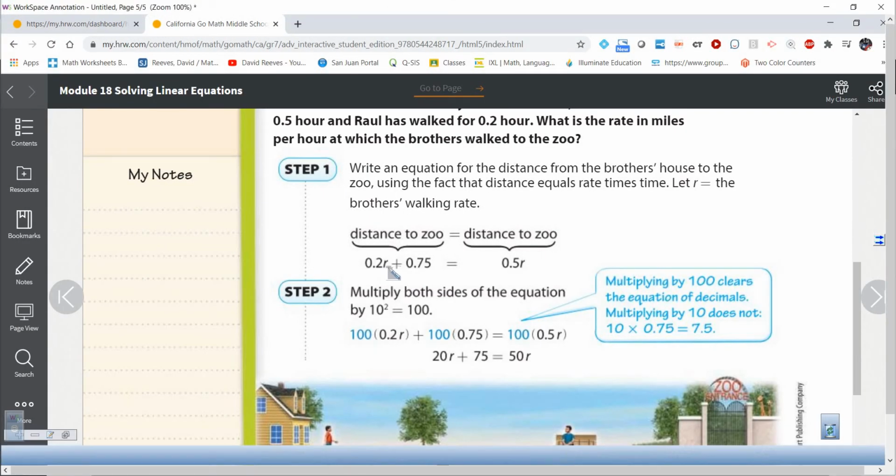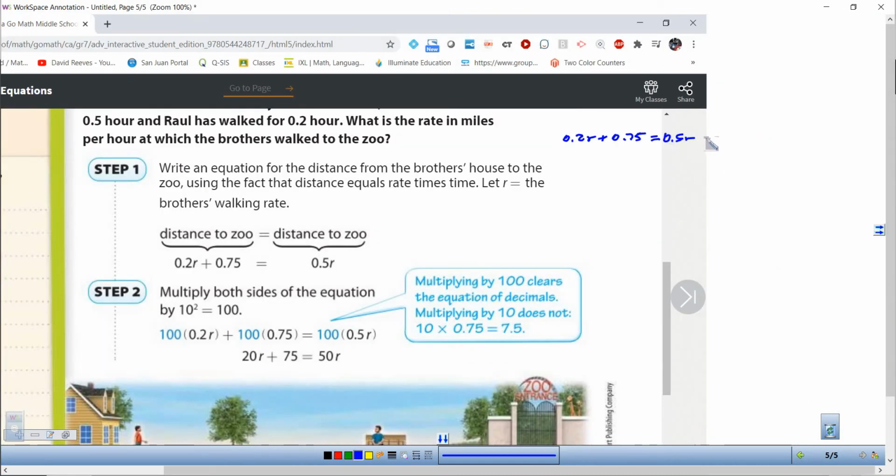0.2r plus 0.75 equals 0.5r. So I'm going to write that equation over here. 0.2r plus 0.75 equals 0.5r. Now, what do we have here? We have an equation with variables on both sides.